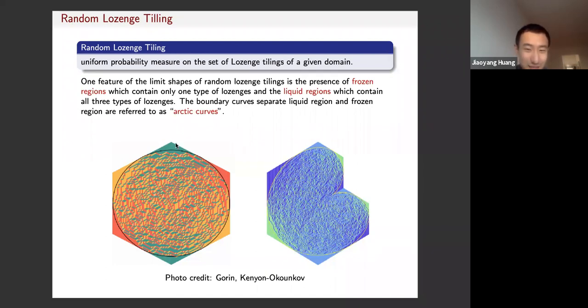As you can see from this simulation, for a given domain, if you look close to the corner of the domain, usually you can only see one type of Lozenge. So these domains are called the frozen region. Only one type of Lozenge is there, like either this color or this color. And close to the center of the domain, you can see all three types of Lozenges. So this region is called the liquid region. It contains all three types of the Lozenge. The boundary curve, which separates the frozen region and the liquid region, is called the Arctic curve.